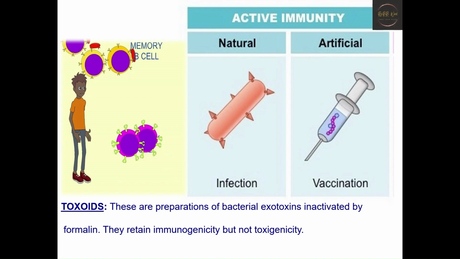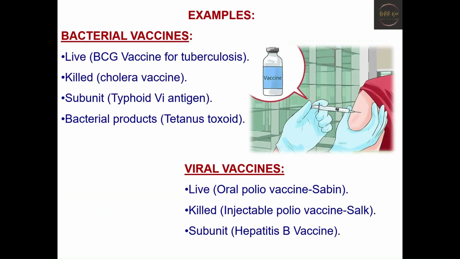Now we will see a few examples of active immunity. Bacterial vaccines and viral vaccines are prepared in active immunity. Some of the bacterial vaccines are the live BCG vaccine for tuberculosis, the killed cholera vaccine, the subunit typhoid antigen, and the bacterial product tetanus toxoid. Coming to the viral vaccines, they include the live oral polio vaccine, the killed injectable polio vaccine and the subunit hepatitis B vaccine.